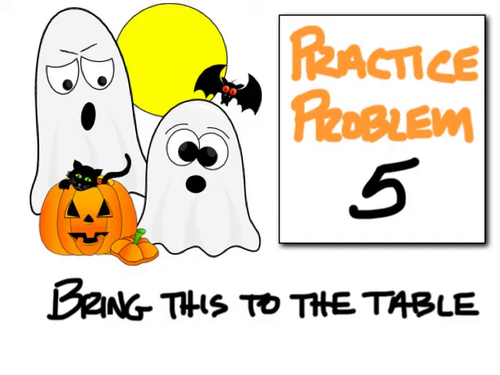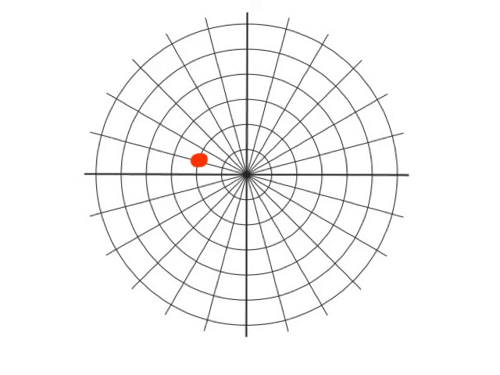Practice problem number 5. This one I want the coordinates in radians, and this is the same graph as before. Remember, these are in 15-degree increments, starting here at 0, and I want the degree measurement in radians.